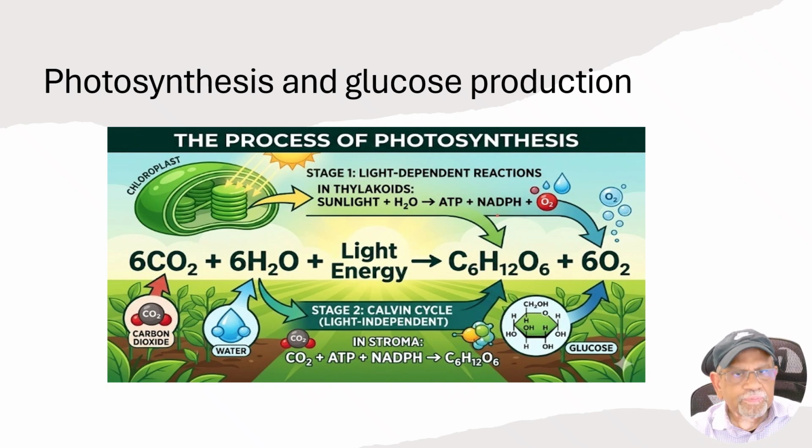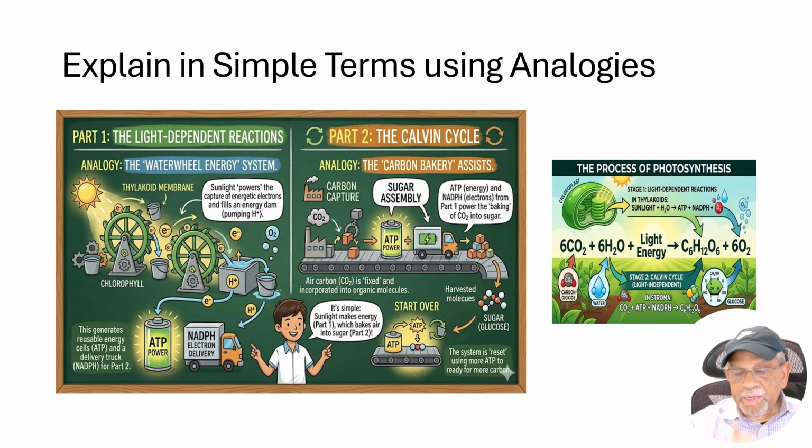So now let's explain photosynthesis using simple analogies. Here you have, as we discussed, the two-part process. The first one is the light dependent reaction, where the analogy you are using is a water wheel energy system. So here is the water wheel, and the chlorophyll is in here.